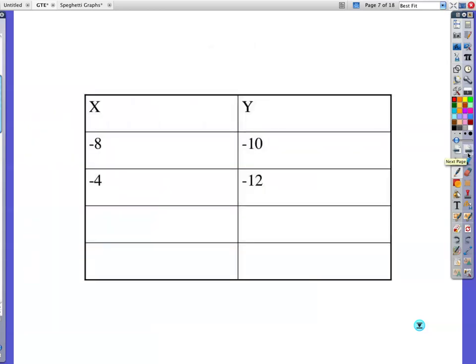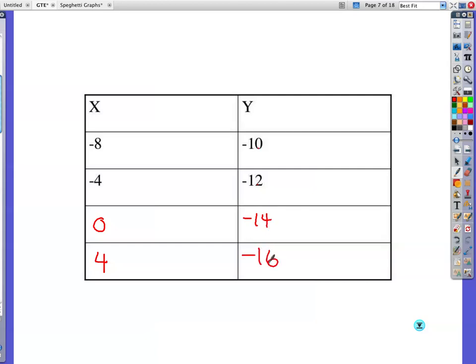Uh-oh. I have to write an equation for this. If I were to graph it, I'd have 2 points. That would probably get me started. But I want to write an equation for this. Remember what we do. We extend the table. Negative 8, negative 4, 0, 4. Negative 10, negative 12, negative 14, negative 16.